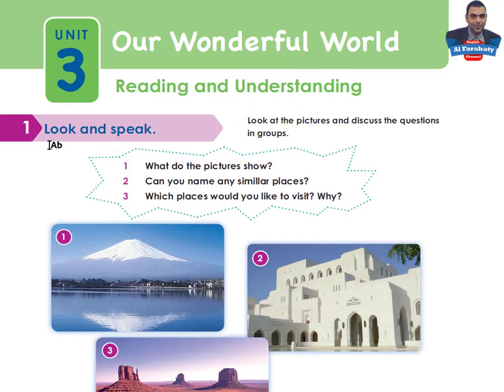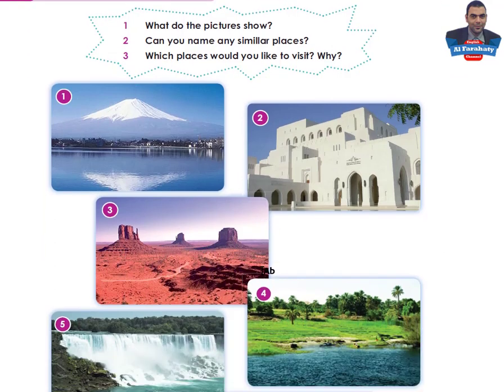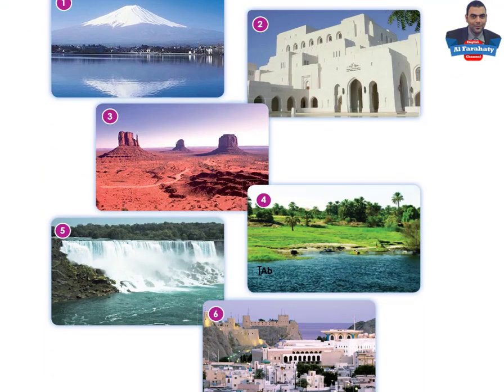Activity 1. Look and speak. Look at the pictures and discuss the questions in groups. 1. What do the pictures show? 2. Can you name any similar places? 3. Which places would you like to visit and why? Dear students, you are asked to look at these pictures and discuss the questions with your friends, with your group. And you can do this at home. You can discuss the questions with your brothers or sisters.